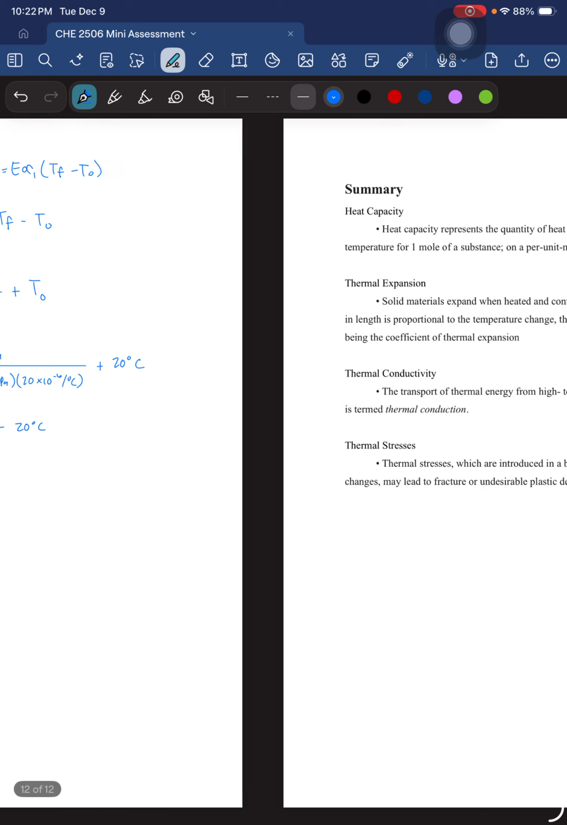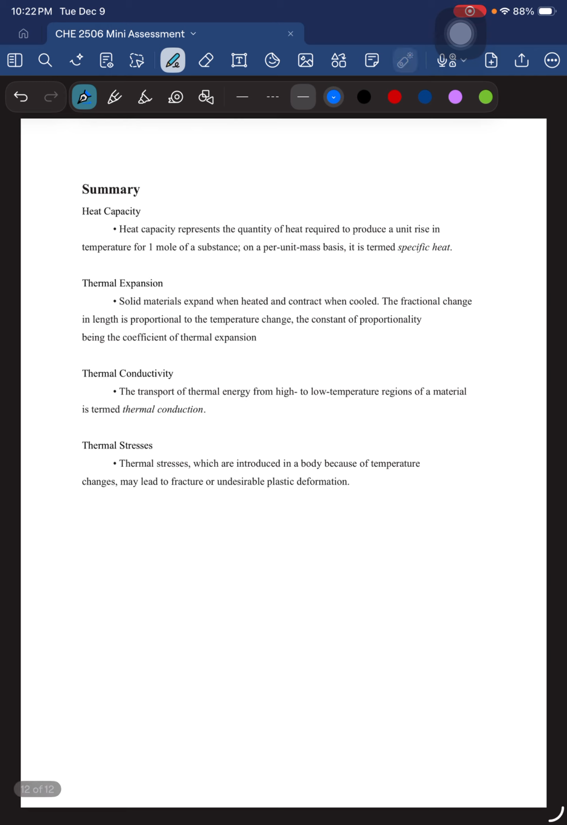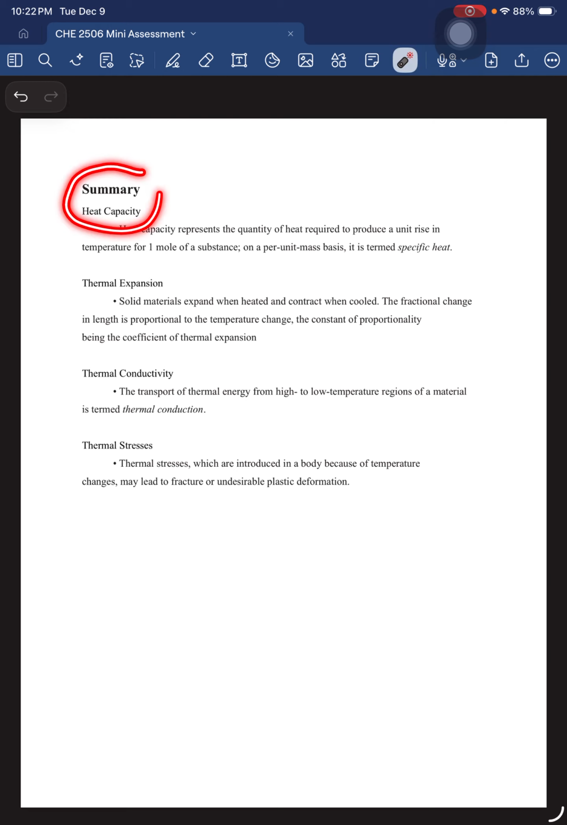And that's pretty much it. To summarize everything, we talked about 4 main things. We talked about heat capacity. Heat capacity represents the quantity of heat required to produce a unit rise in temperature for 1 mole of a substance. It is termed specific heat as well.